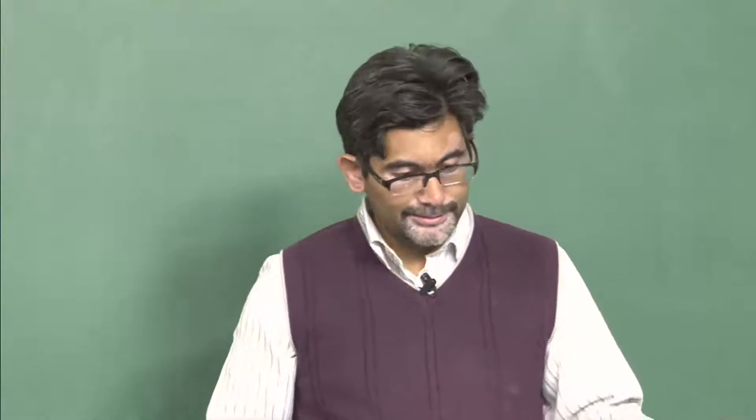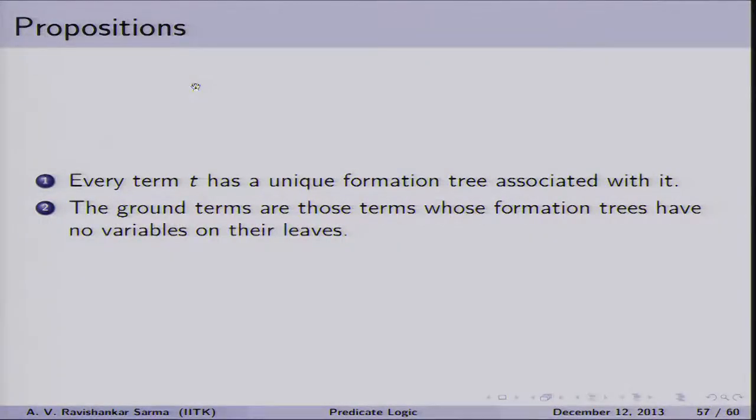So now we talked about how to draw a formation tree for a term, and one important observation that we made is that if it is a ground term, it will have only constants; it does not have any free variables at the leaves. If it has free variables at part of the leaves, then it is not considered to be a ground term.